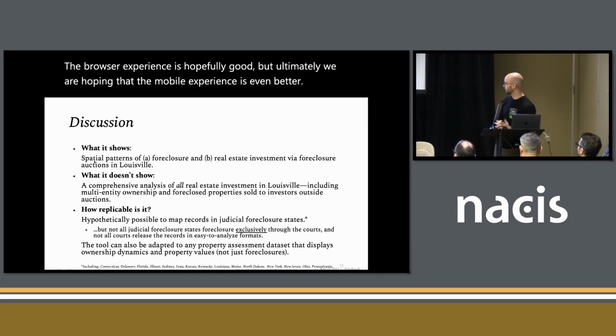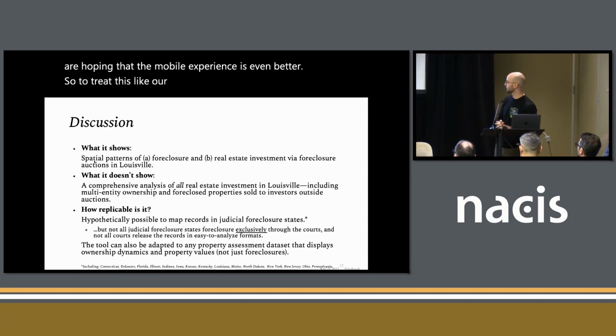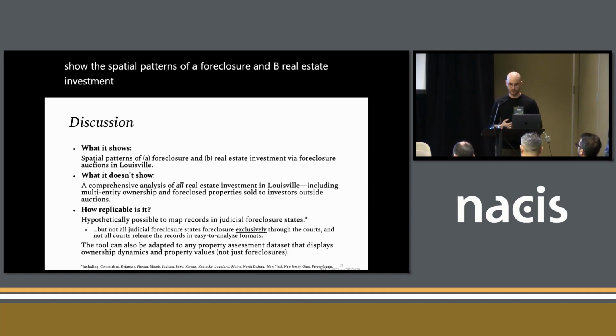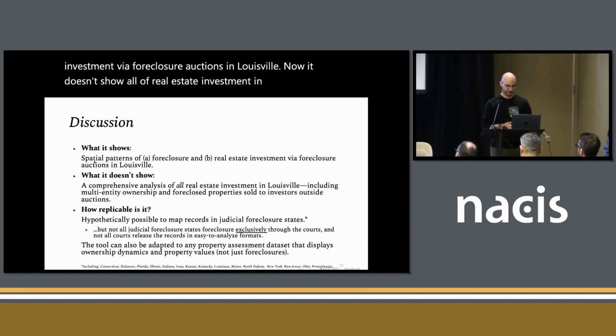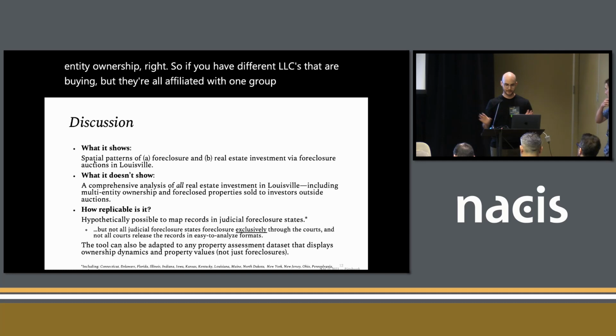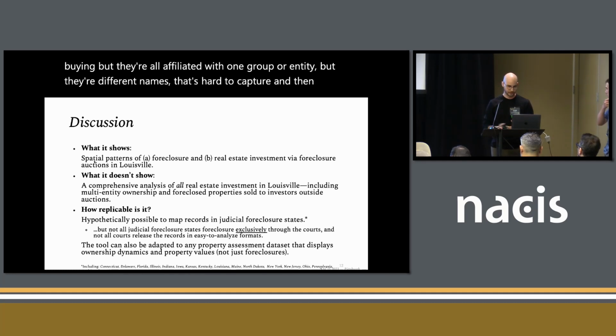So yeah, to treat this like our other examples, we're really trying to show the spatial patterns of A, foreclosure, and B, real estate investment via foreclosure auctions in Louisville. Now, it doesn't show all of real estate investment in Louisville, obviously. Like Michael indicated, capturing multi-entity ownership is hard. If you have different LLCs that are buying, but they're all affiliated with one group or entity, but they're different names, that's hard to capture, and this map doesn't do that.